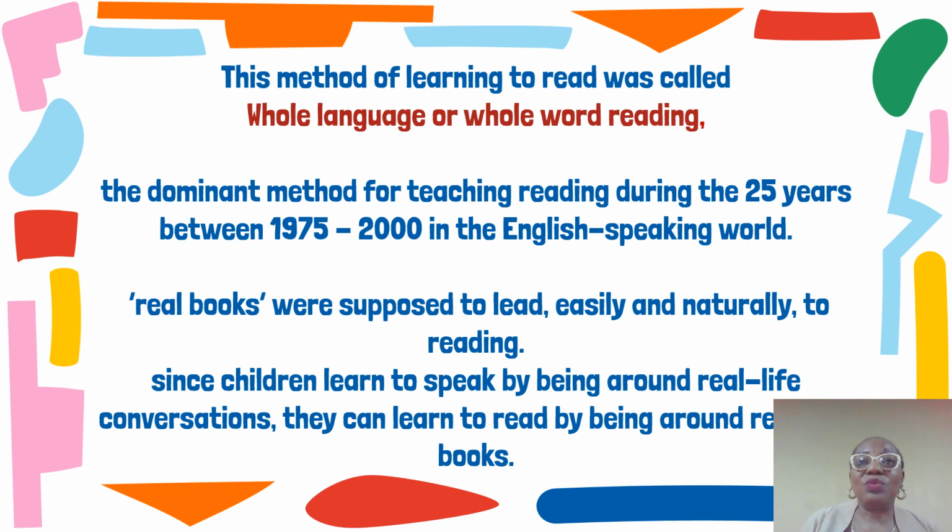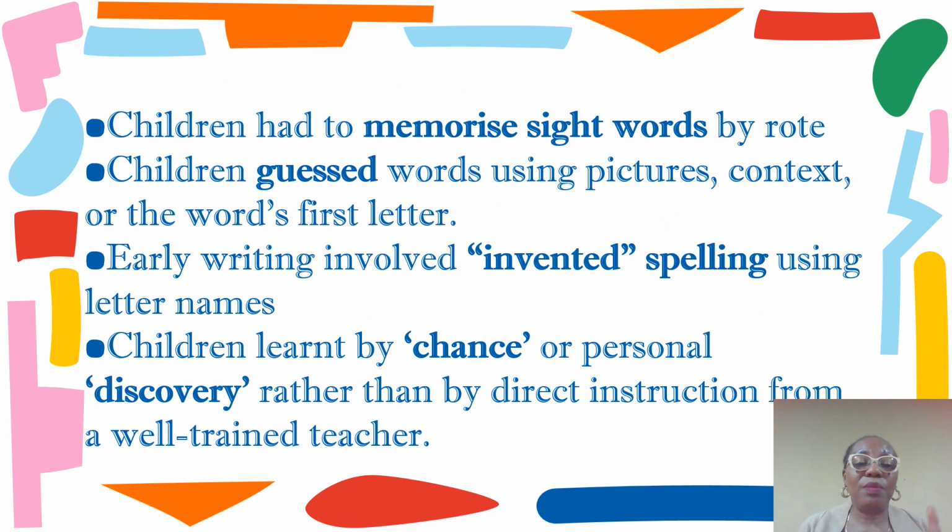The idea was that children learn to speak by being surrounded by other people who are speaking, so they learn and then imitate what they learn. The idea then is that if you surround children with real books and real words, they will automatically learn how to read, just like they automatically learn how to speak by being surrounded by people.